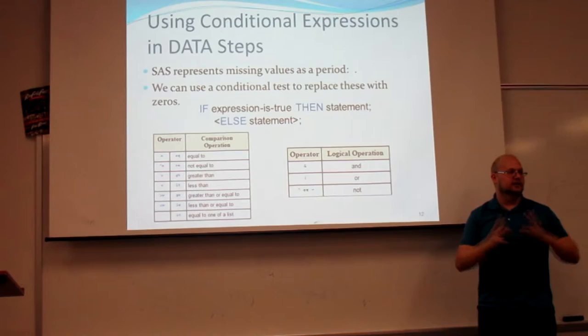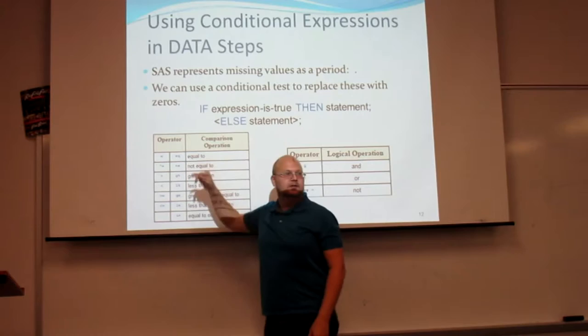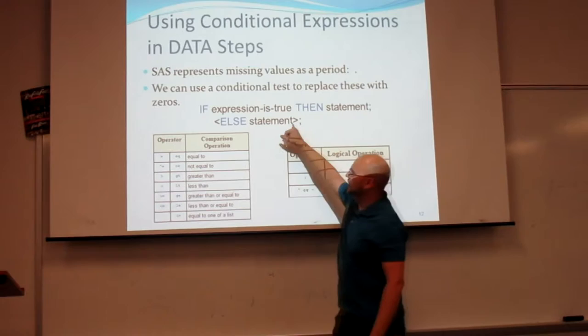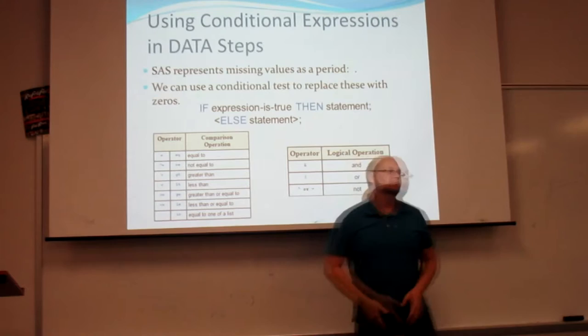And then there's also this optional thing called an else. So if you think of, well, if this is true, then do this. But what if it's not true? Then we could do the else. All right? And these are different operators that you can use in your expressions. So we had, in this last one, value EQ.